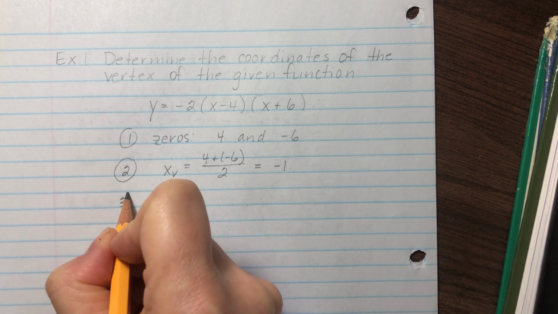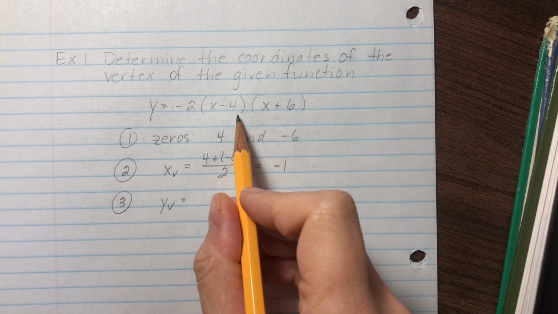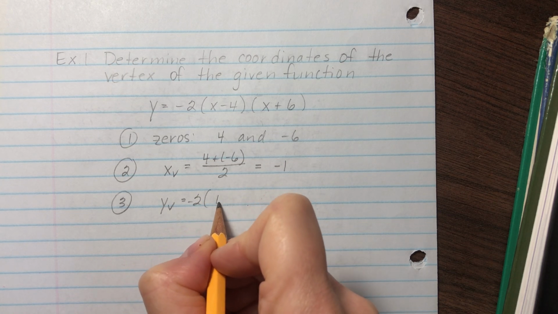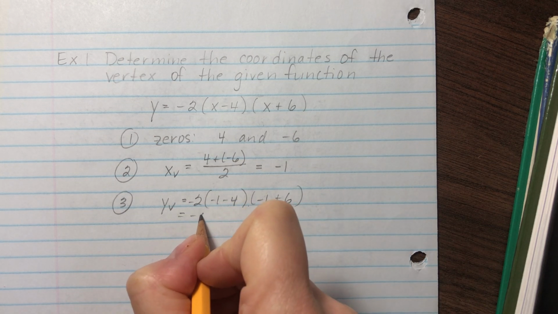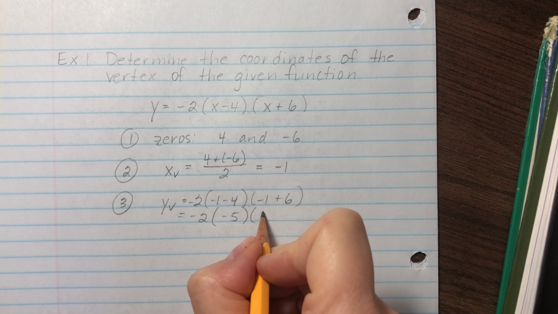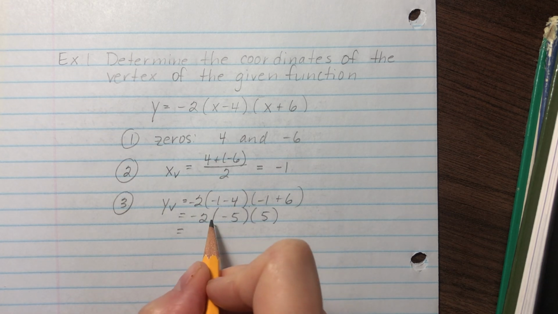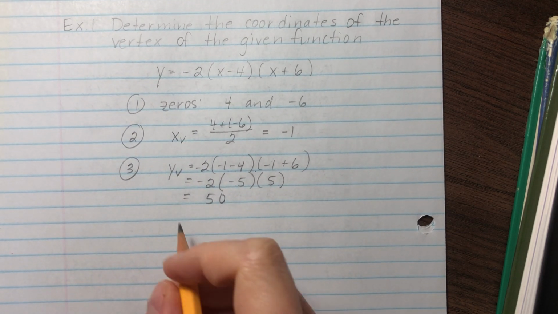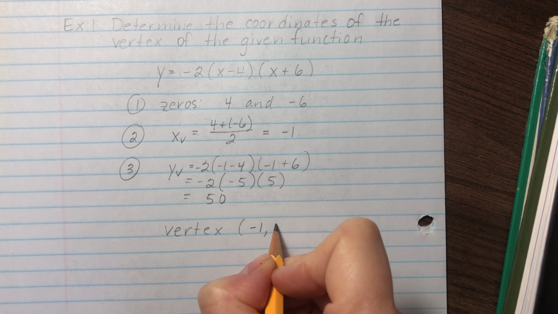The last step is to determine the y coordinate of the vertex. And to do this, we sub the x coordinate into the original function. And then I'm going to evaluate each of the brackets. Since the values in the brackets are opposite in sign, I know that I'm on the right track. Now multiplying these three numbers together gives me 50. So the coordinates of the vertex are -1 and 50.